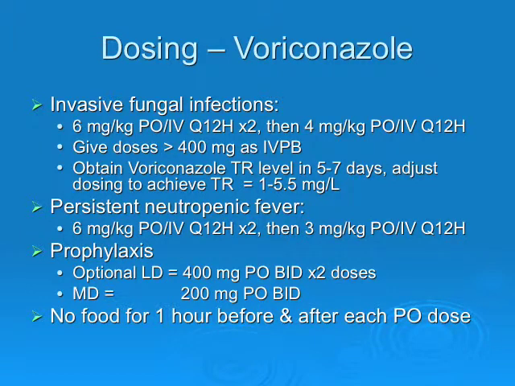So these are kind of like your standard voriconazole dosing guidelines. Per the package insert, I generally give doses greater than 400 as IV. Obtain a voriconazole trough in 5 to 7 days for patients with invasive fungal infections, not for prophylaxis, and adjust your dosing to achieve a trough in the goal range. Similar with persistent neutropenic fever, some people use 3 mg per kg instead of 4. Prophylaxis usually a little bit lower, 200 milligrams PO BID in most cases.